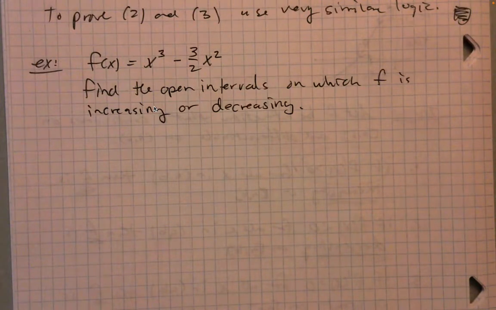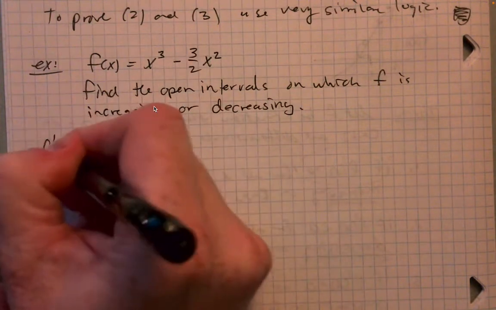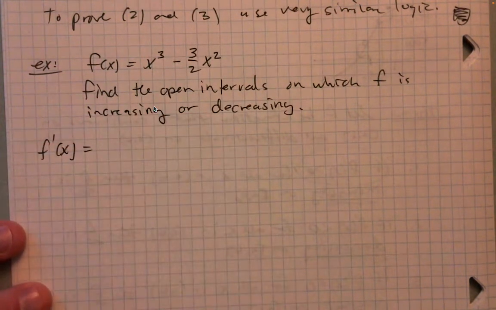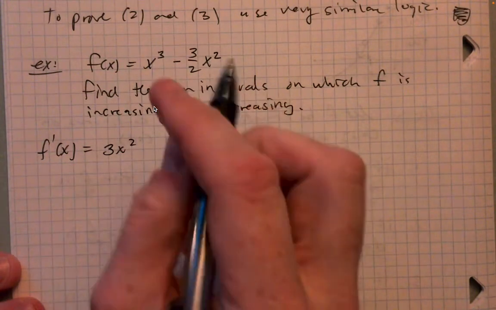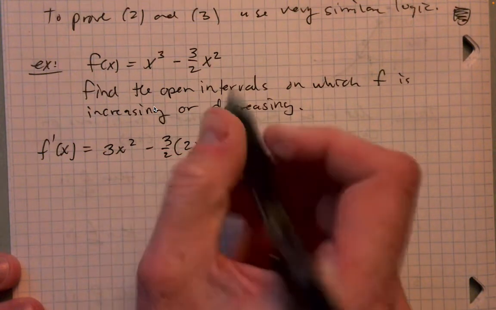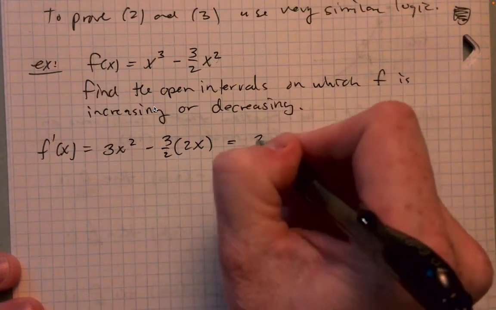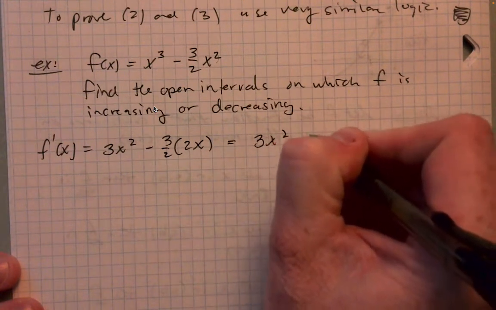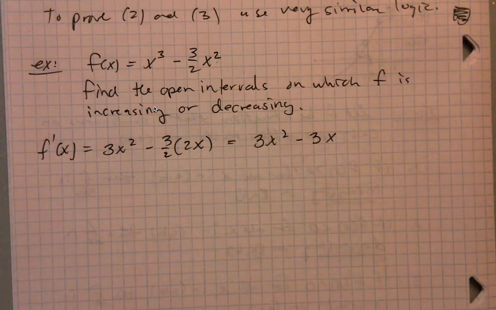So let's find the derivative first. This will also be a good review of what we've talked about in previous lectures. So f prime of x. Can we differentiate this function? You betcha. This would be 3x squared, and then minus 3/2 times 2x, differentiating this part. We can clean that up a little bit, and this would be 3x squared minus 3x. We could probably leave it like that.